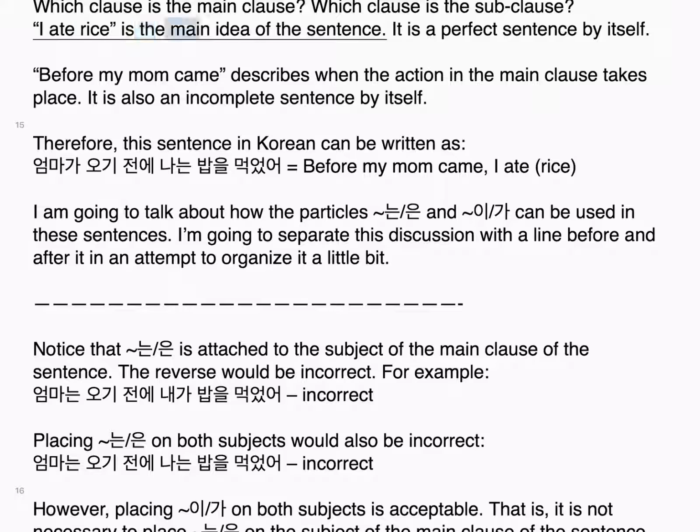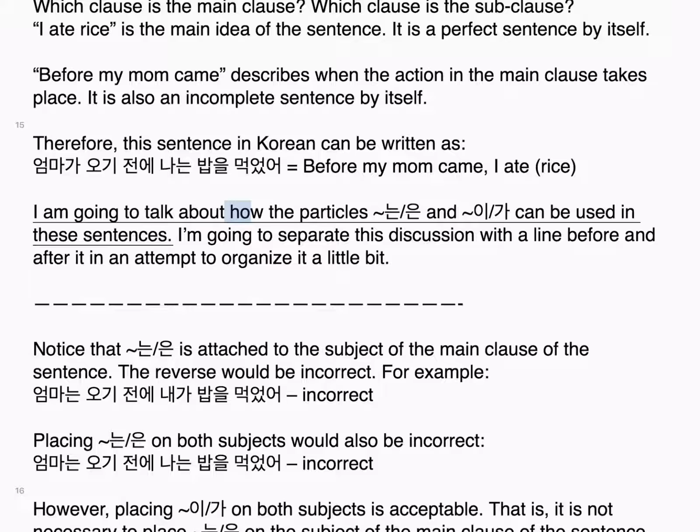I ate rice is the main idea of the sentence. It is a perfect sentence by itself. Before my mom came describes when the action in the main clause takes place. It is also an incomplete sentence by itself. Therefore, this sentence in Korean can be written as 엄마가 오기 전에 나는 밥을 먹었어. Before my mom came, I ate rice.